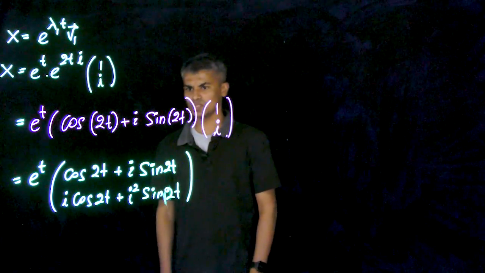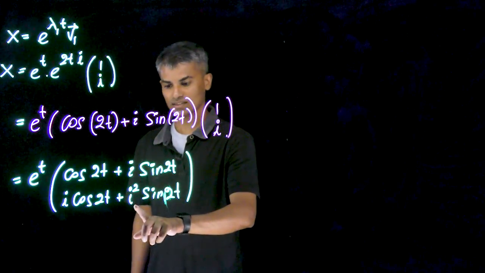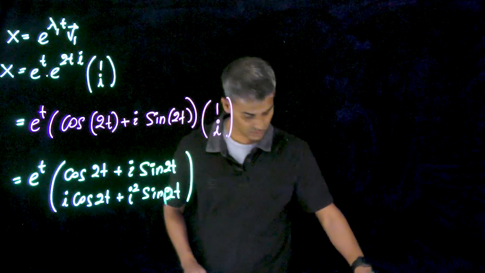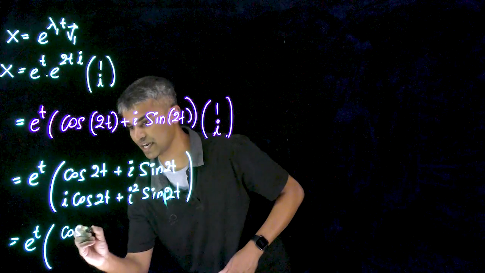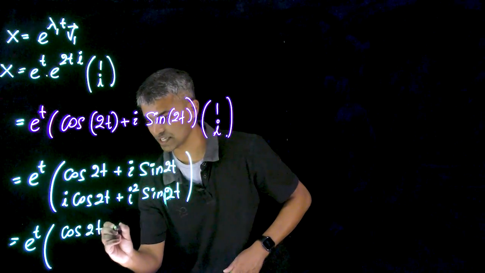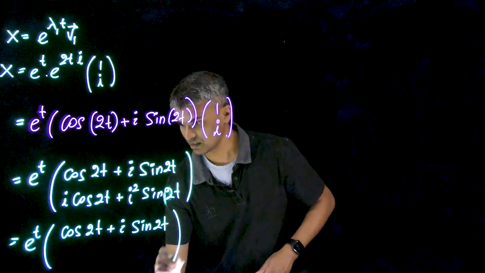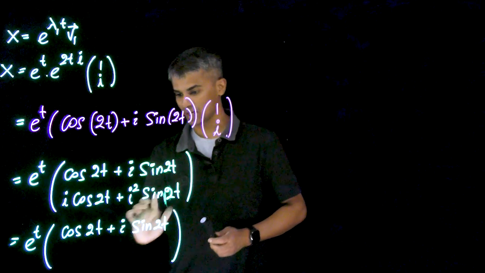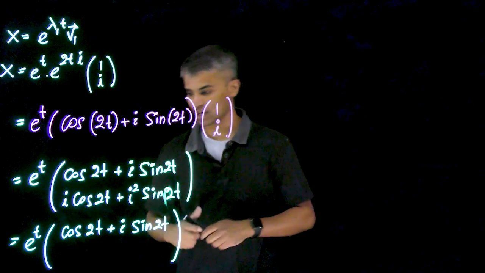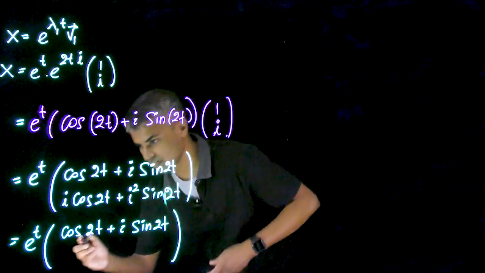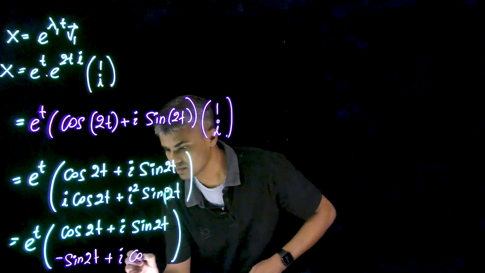Great. Now let's simplify this. i squared equals -1, and so now we have e to the t times, okay, I am going to write the real part first, cosine 2t, and then the imaginary part i sine 2t. I will do the same thing for the second component. So now this becomes the real part because i squared equals -1. So we have negative sine 2t plus i cosine 2t.